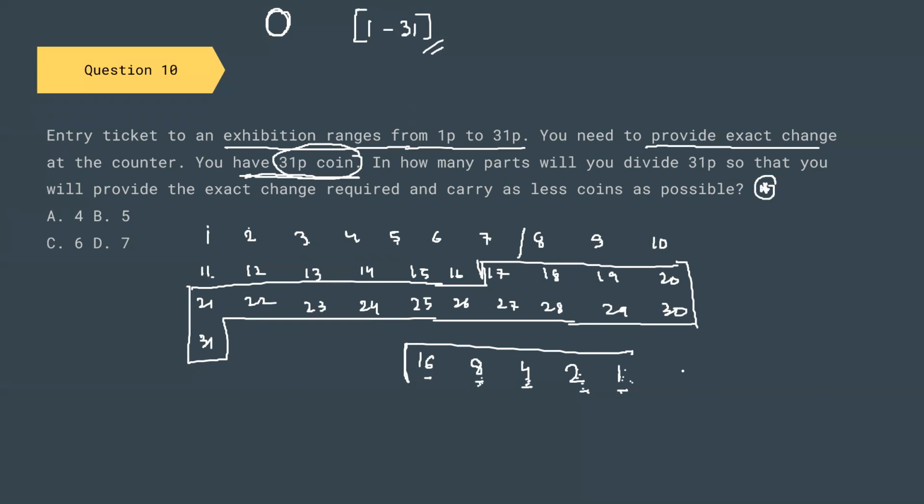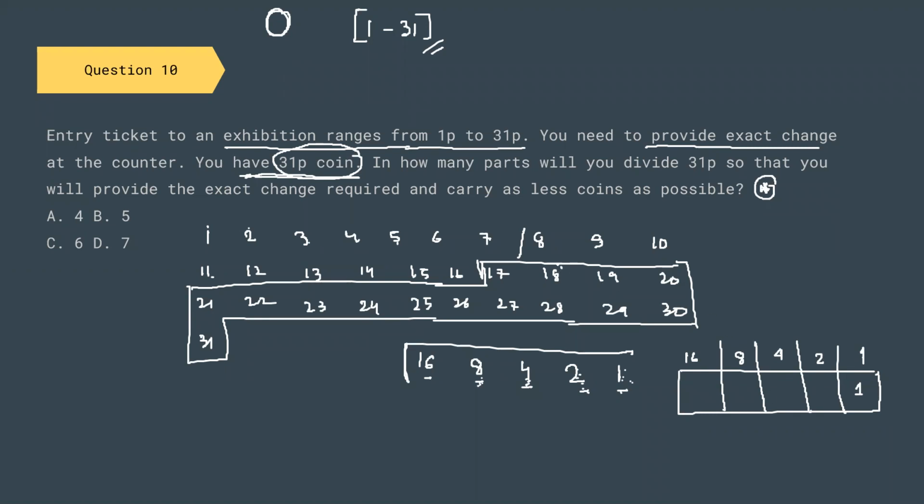So what we can do is imagine a box like this. This represents the 16 paisa denomination coin. This represents the 8 paisa denomination. This represents the 4 paisa denomination. This represents the 2 paisa denomination. And this represents the 1 paisa denomination. And writing 1 here tells me that I am taking a 1 paisa coin.